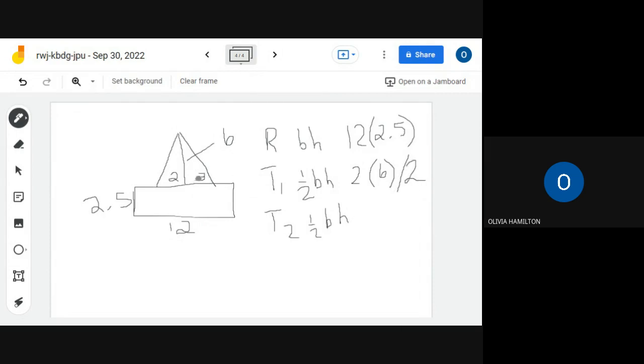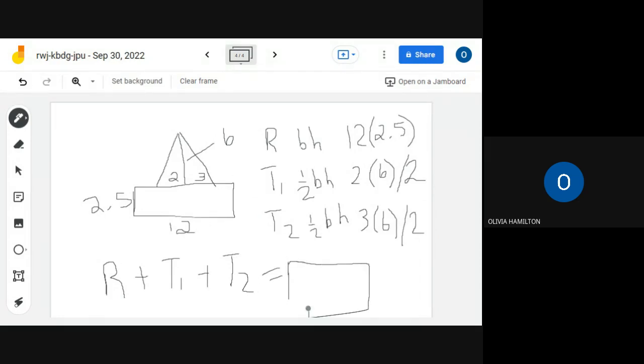For the one on the right, triangle 2, the base is 3. The height, once again, is 6. Since they're touching, they have the same height. And divide all of that by 2. Once you solve each one, since it didn't ask for shaded, and all 3 shapes make the sailboat, we have to add them together. So the area of the rectangle plus the area of triangle 1 plus the area of triangle 2 equals the area of the entire figure.